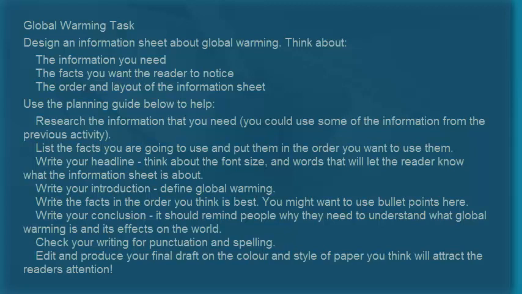Define global warming. 5. Write the facts in the order you think is best. You might want to use bullet points here. 6. Write your conclusion. It should remind people what they need to understand about what global warming is and its effects on the world. 7. Check your writing for punctuation and spelling. 8. Edit and produce your final draft on the colour and style of paper you think will attract the reader's attention.